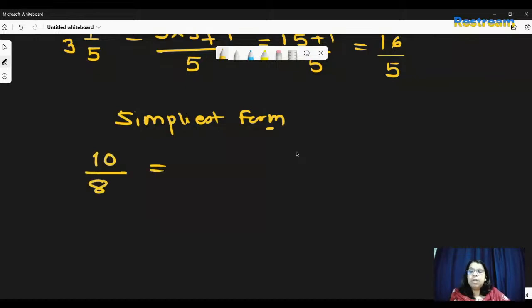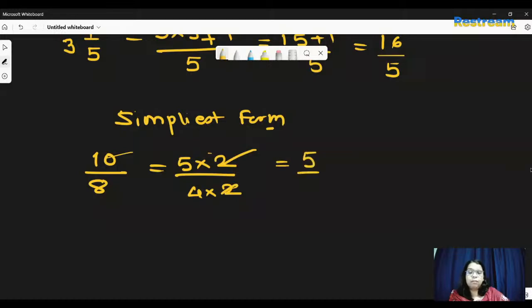Now if you see, 10 can be written as 5 times 2, whereas 8 can be written as 4 times 2. So both of them have a 2 common in them. So what we are going to do is, we are going to cancel these 2 and we only have 5 by 4. So simplest form is the form where numerator and denominator do not have any common factor.